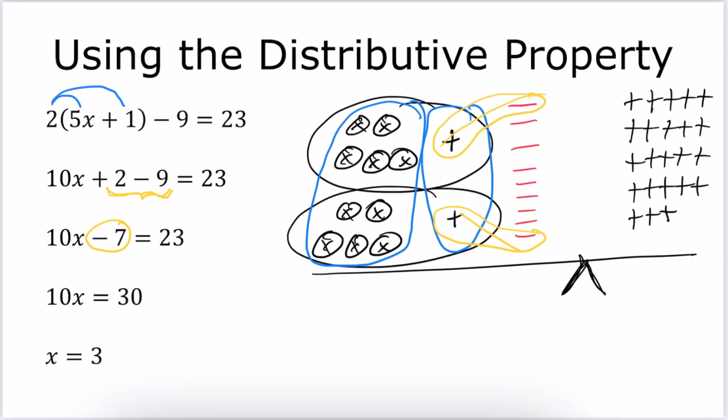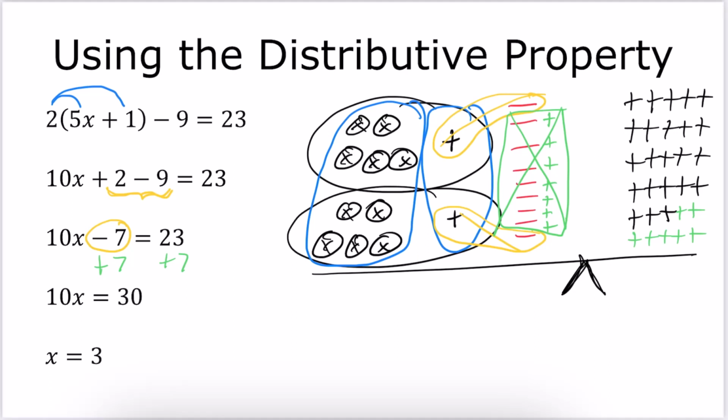Then the next step of solving the equation would be to add 7 to both sides. And that is basically adding 7 positives here to cancel out these negatives. And when I add 7 positives here, that gives me 30 on that side. And all of these positives and negatives cancel each other out. And then what I'm left with is 10 x's being equal to 30 positives.